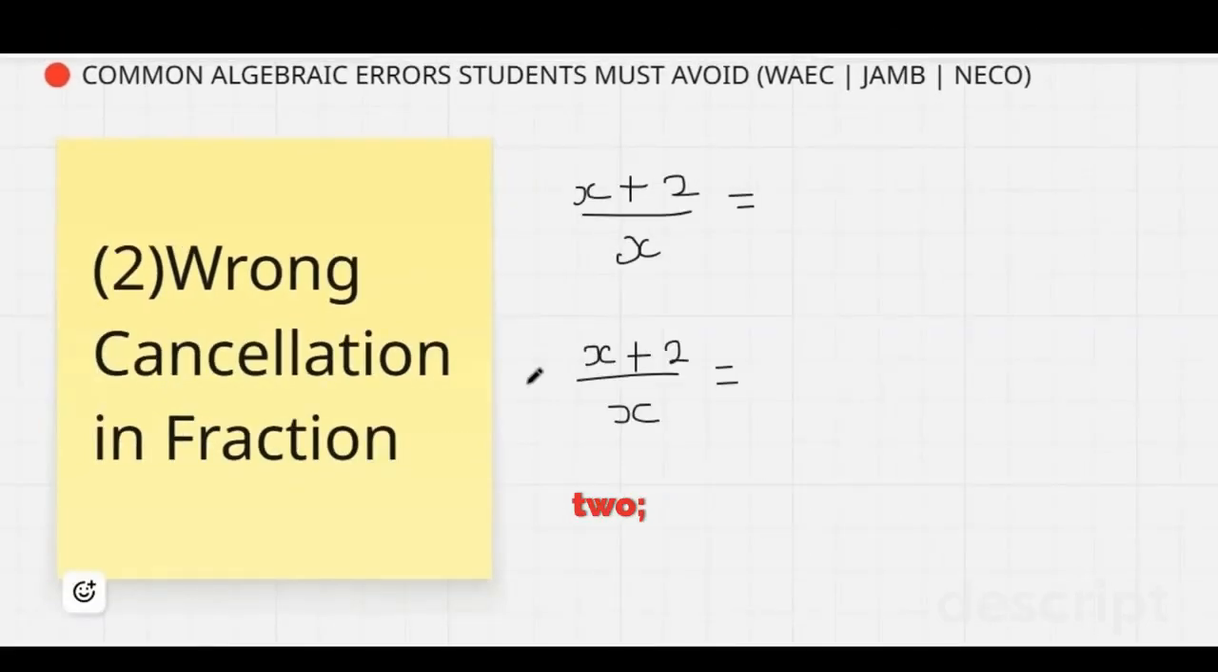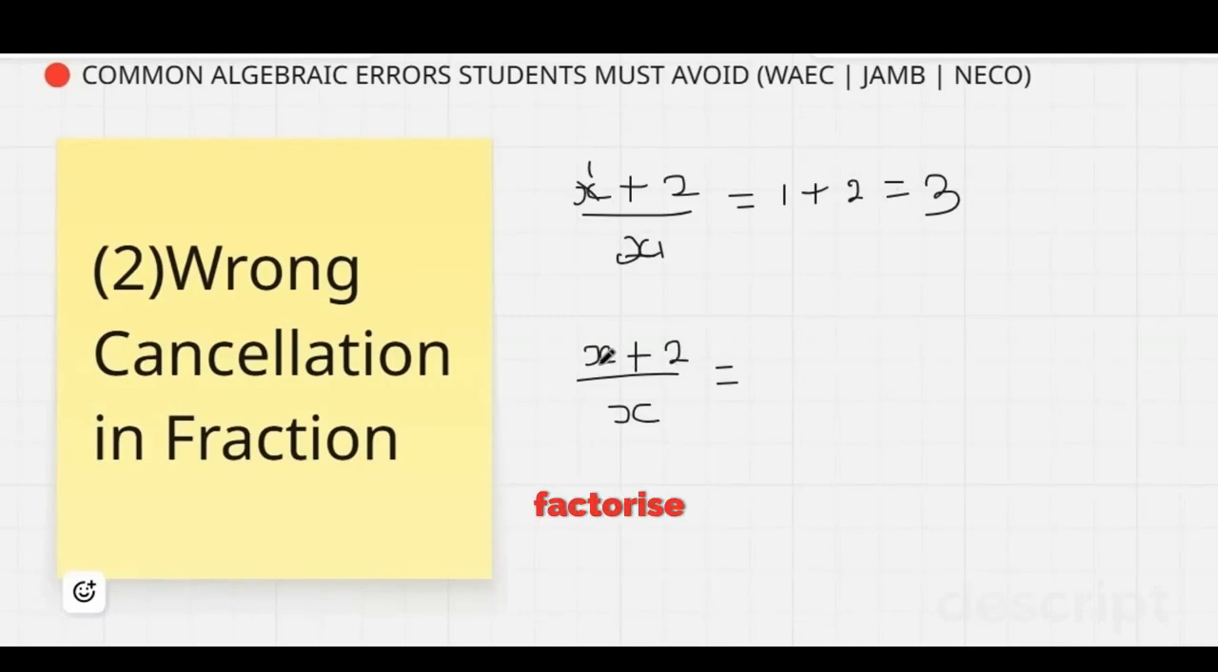Mistake number 2, wrong cancellation in fraction. Let's say we have x plus 2 divided by x. What most students usually do is that they cancel terms in the numerator and denominator and say x divided by x is 1. So they will have 1 plus 2 equals 3. This is wrong. We don't do mathematics this way.